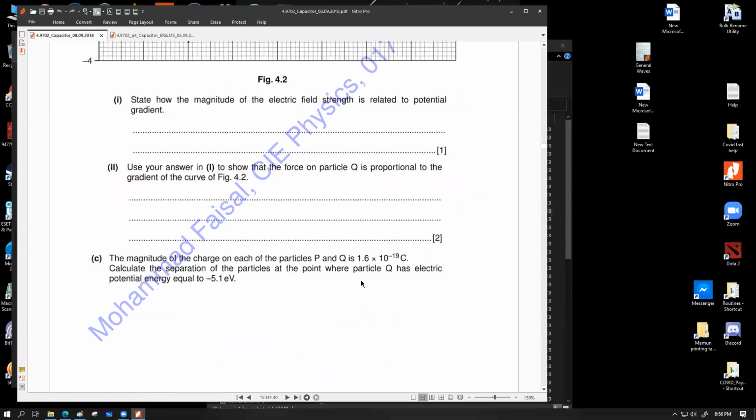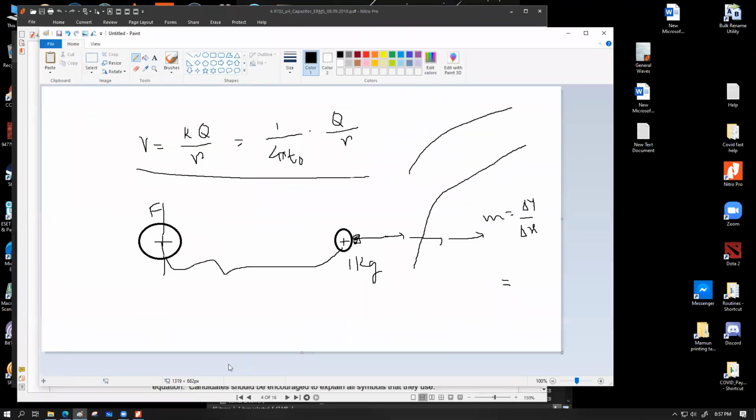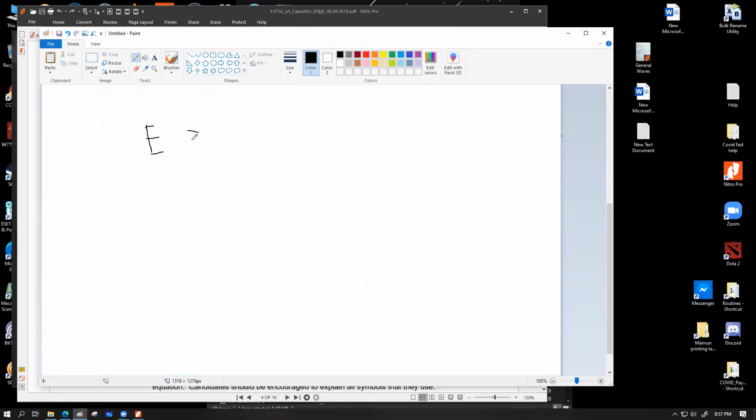Calculate the separation of the charged particles at the point where the particle has electric potential energy equal to this value. Our formula is energy equals VQ. Here the fixed charge is the left one, and the right one is the charge that moves, so Q left is fixed. We are going to multiply V by Q, where V is kQ over r, and then times Q right. Understand this: what I'm trying to show you is, let's say the left charge is the fixed charge and the right one is about to move.